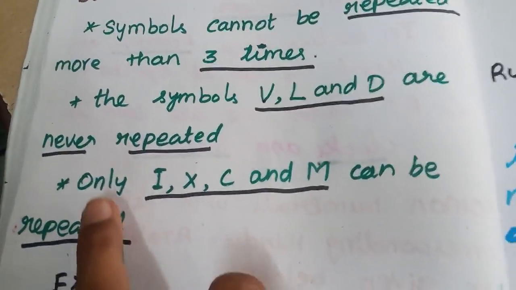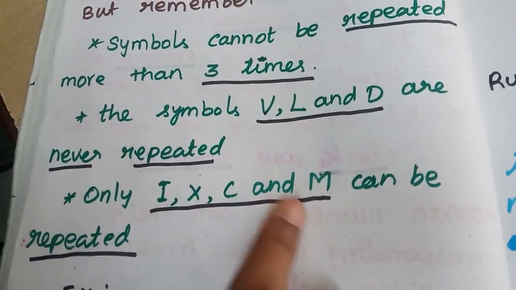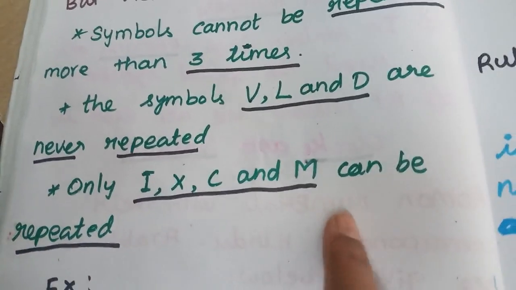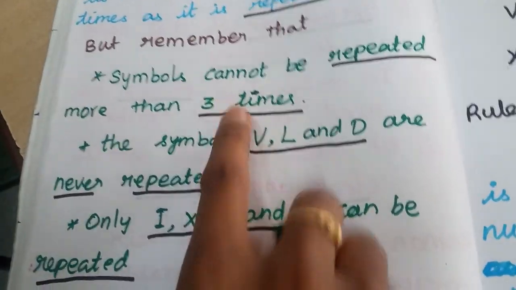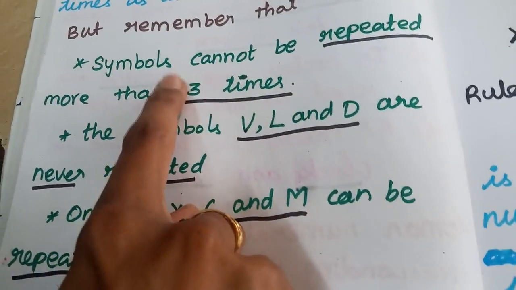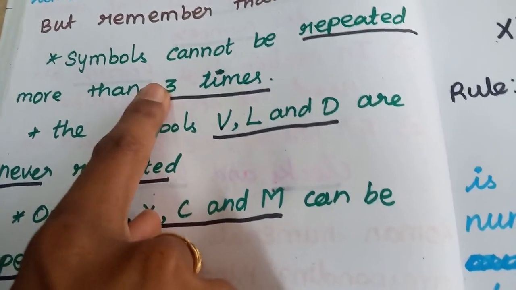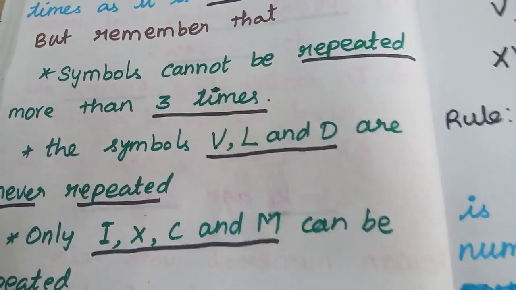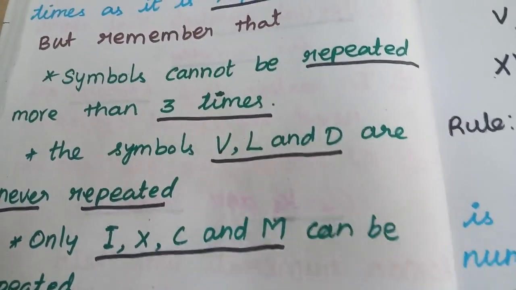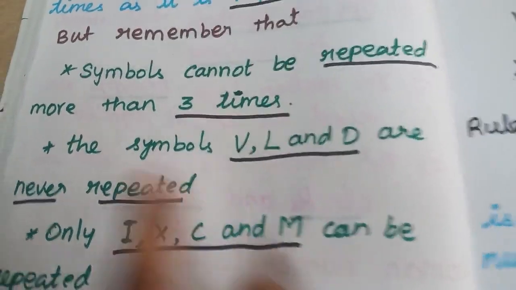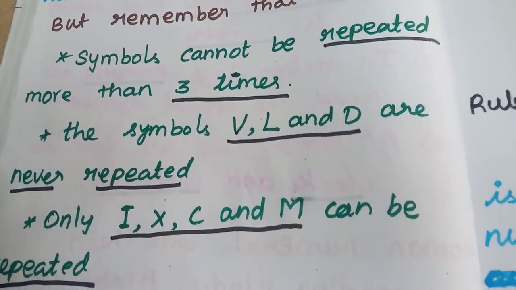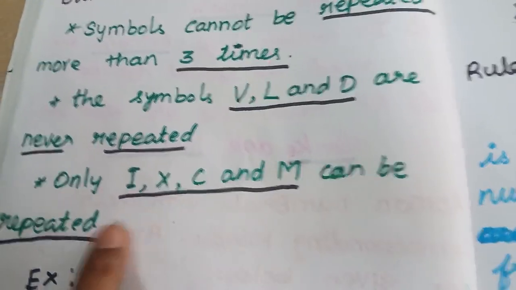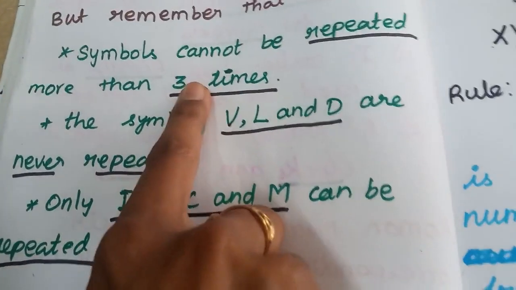The last one, only I, X, C and M can be repeated. Okay, these symbols can be used up to 3 times only. In the first condition itself they told that symbols cannot be repeated more than 3 times. After 4 times means no need. 1, 2, 3, that is enough. So V, L, D are never repeated. Okay, don't use repeated symbols. But I, X, C and M you can repeat, but up to 3 times only.